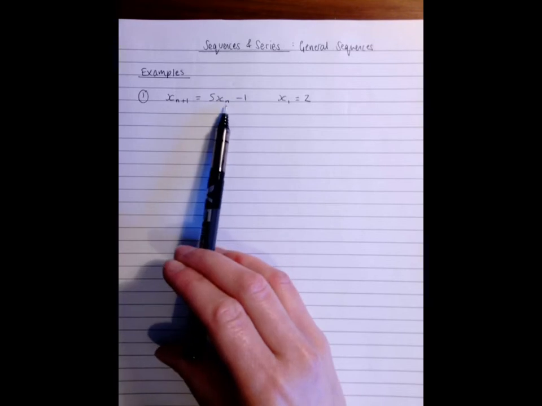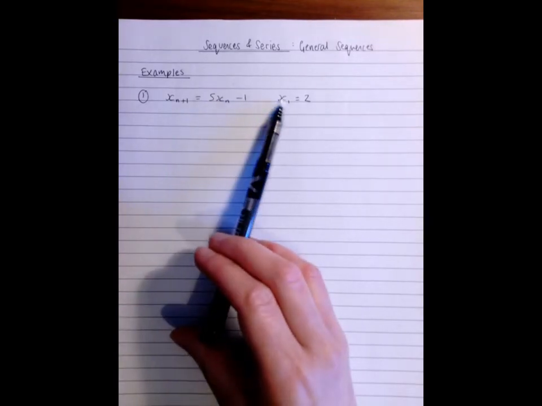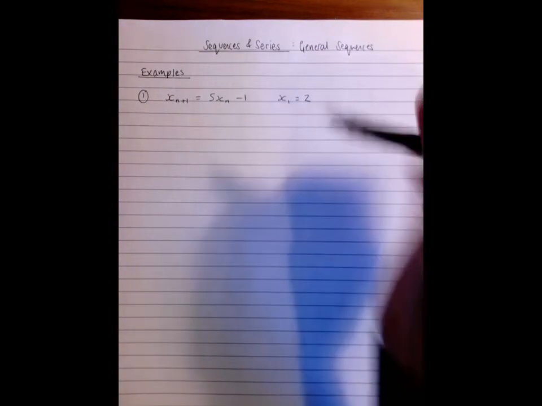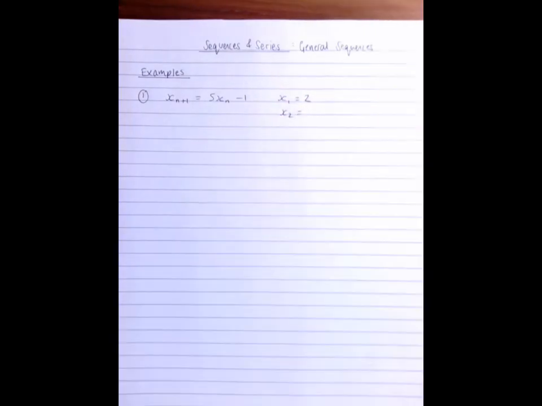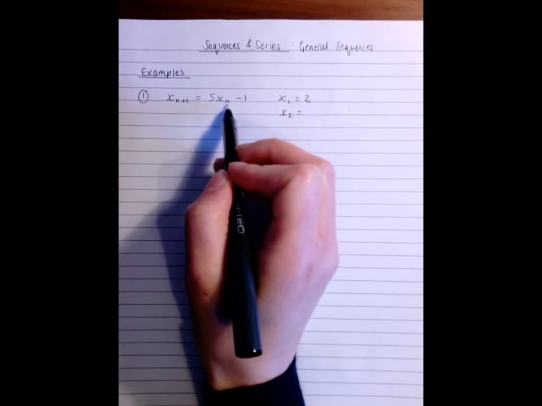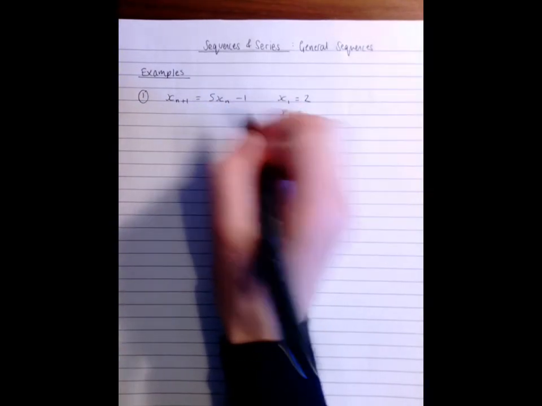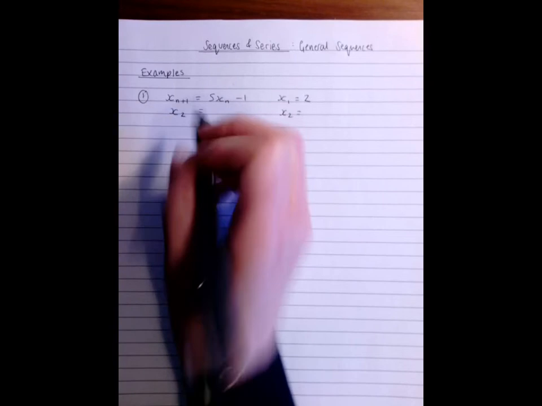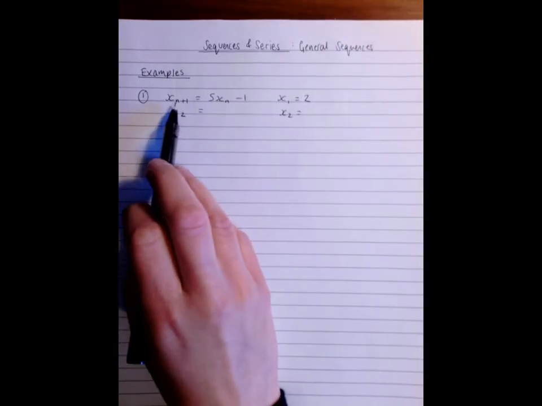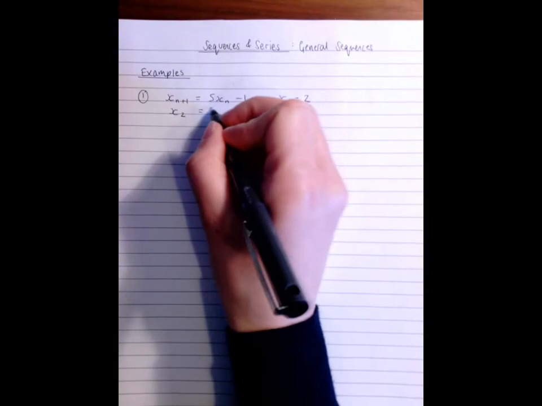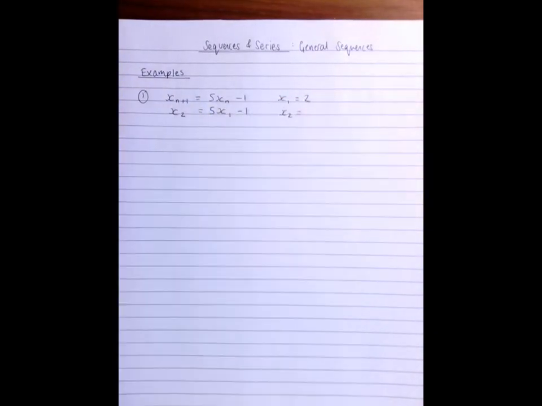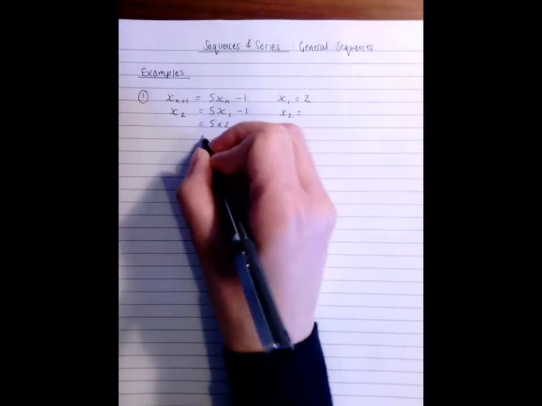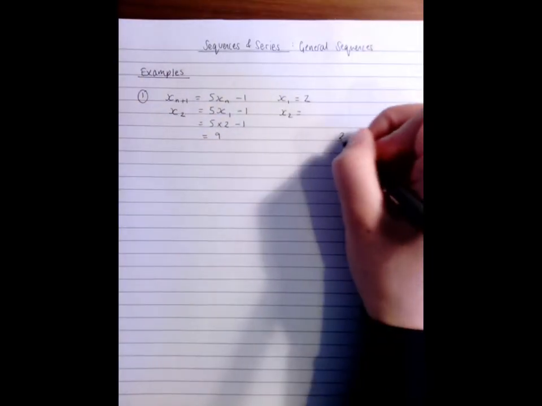So when n is 1, x1 would equal 2, so that's the first term of the sequence. To get the next term, x2, that would be when n is 1, because I want this to be x2, like doing 1 add 1. So it would be 5 times x1 take away 1, which is 5 times 2 take away 1, which gives us 9. So my sequence is going 2, then 9.